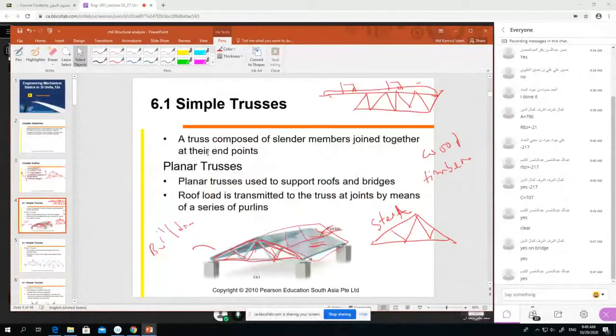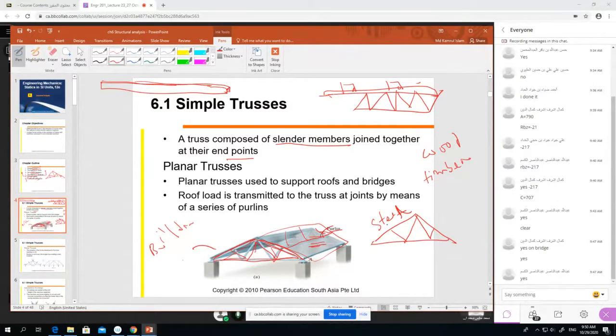So here, what is a truss? A truss is composed of slender members joined together at their end points. Now, what do you mean by a slender member? Look, I give an example. This is a kind of slender member. Sorry, I cannot draw it. A slender member is something whose length is very long compared to its width and thickness.